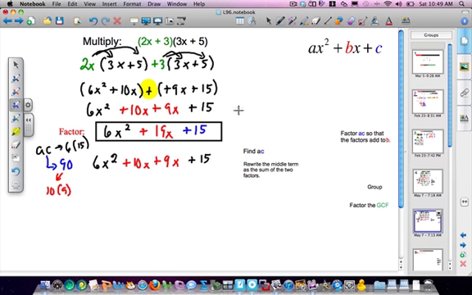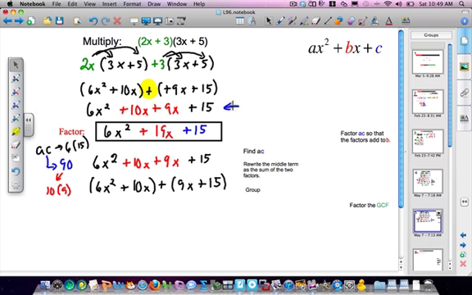Now notice we have arrived back at the next to last line of the distributive property. And remember, factoring will undo the distributive property. So we can take a look at our work to figure out the next step. And the next step will be to group the two terms together. So let's group the first two terms together, and that yields 6x squared plus 10x. We'll group the second two terms together, and that yields 9x plus 15.